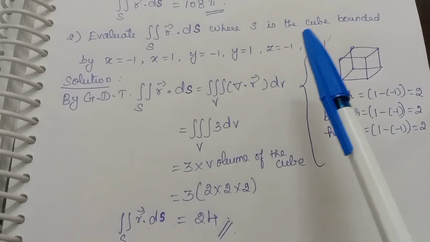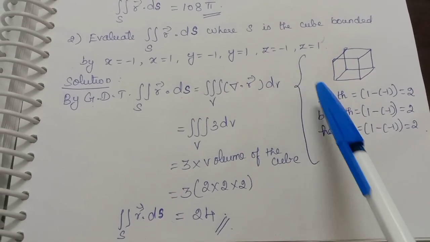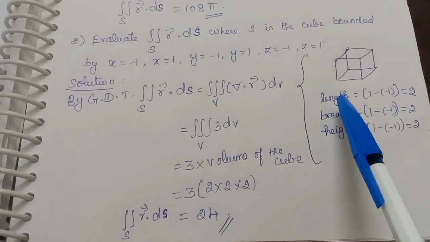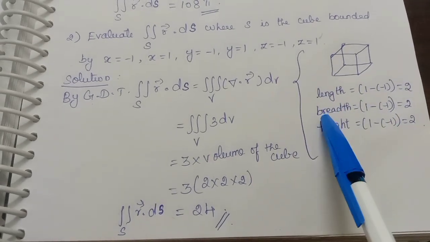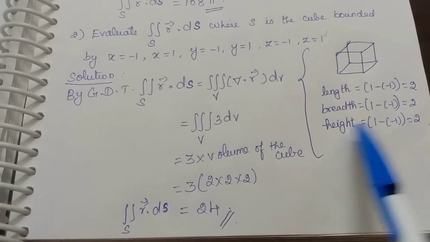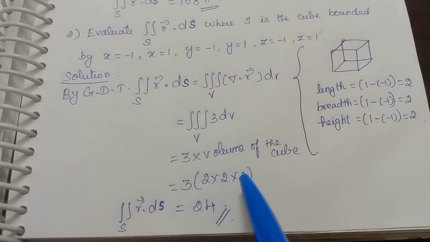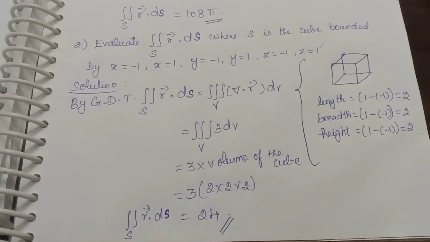So if any figure bounded by straight lines is given, you can find the length and breadth using the formula upper limit minus lower limit. That's all. So here this cube has length 2 units, breadth 2 units and height 2 units. So the volume is L into B into H, 2 into 2 into 2, that is 8. 8 threes are 24. So the final answer is 24.